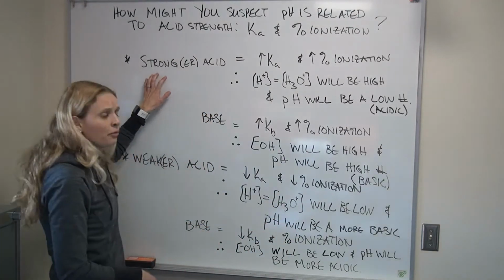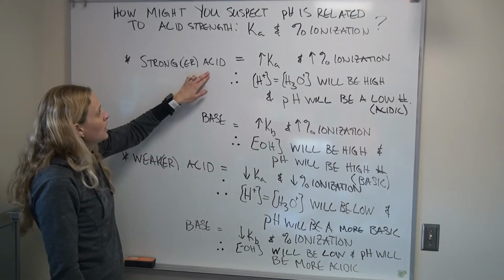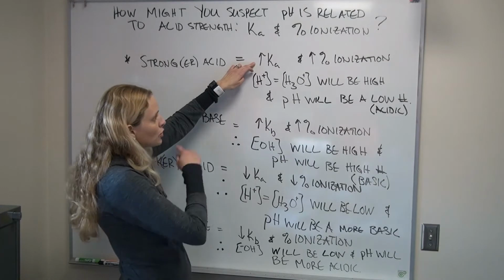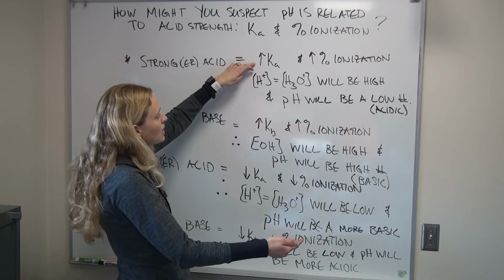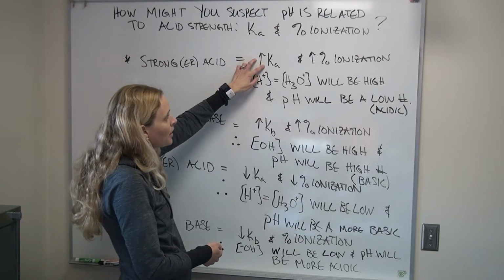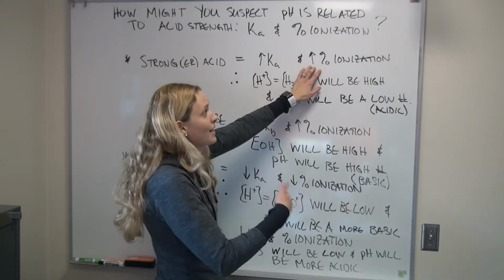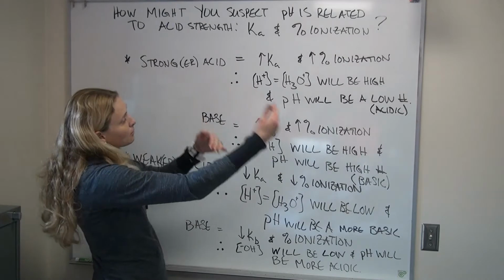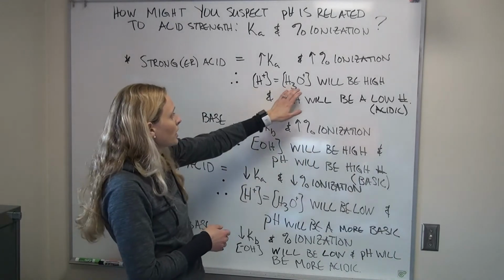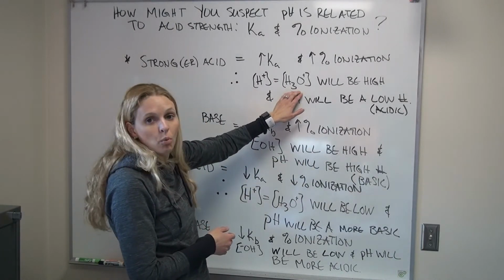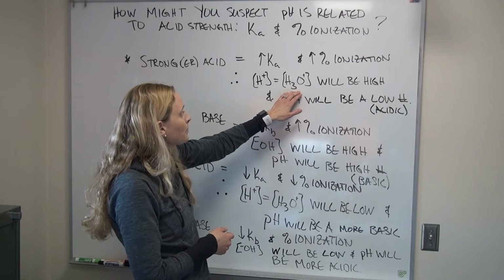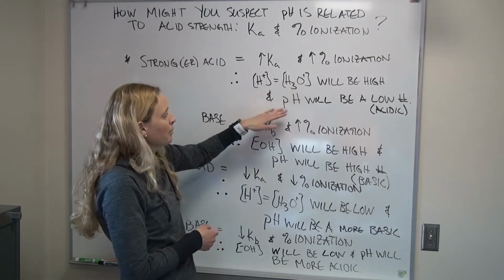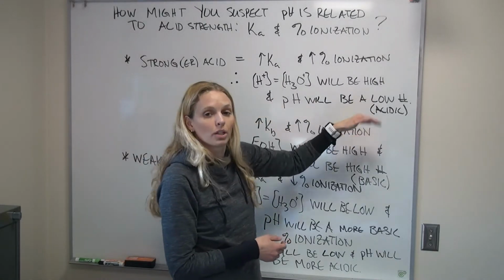So if we have a stronger acid, the Ka should be a higher number because the acid is dissociating more, and the percent of acid ionizing is also higher. So we're making more H plus ions, or H3O plus ions if we're showing that with water in the equilibrium reaction equation. That will be a high concentration, and the pH will be acidic. That will be a low number.